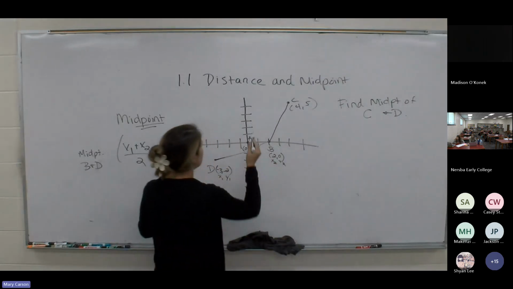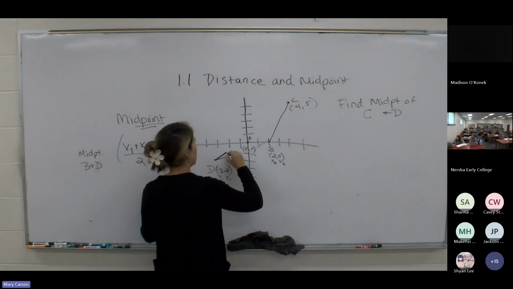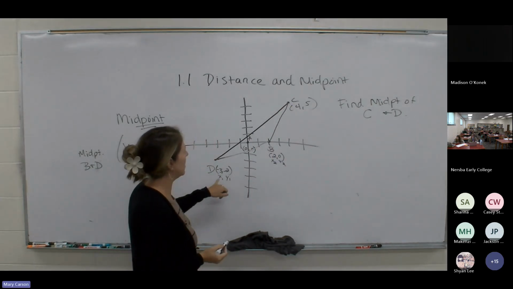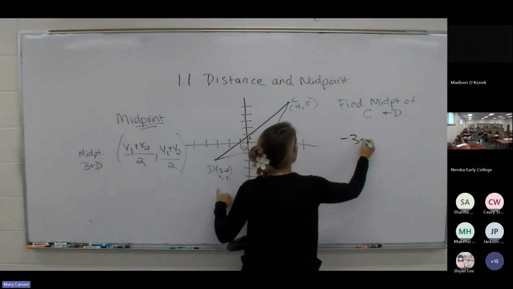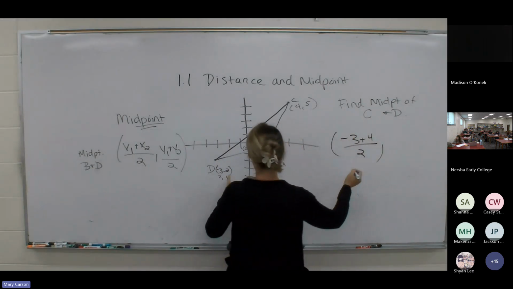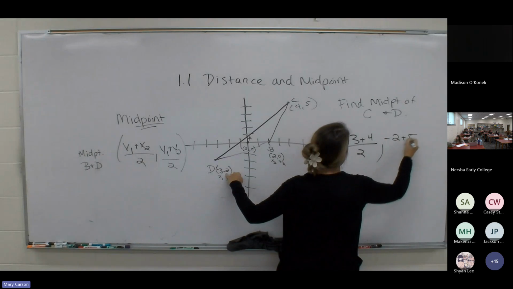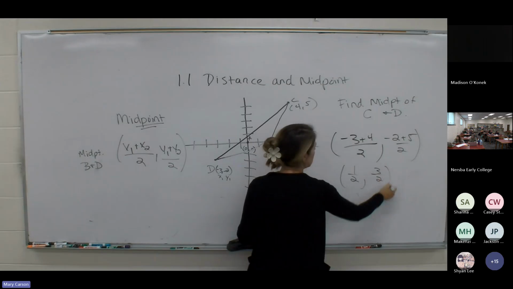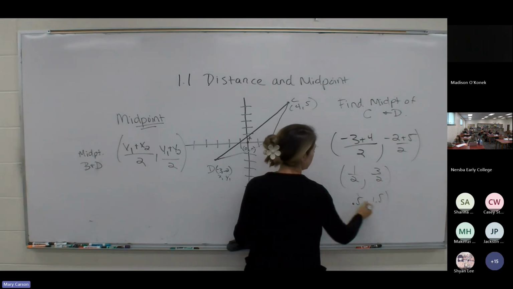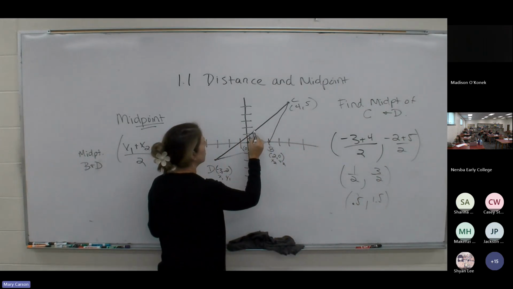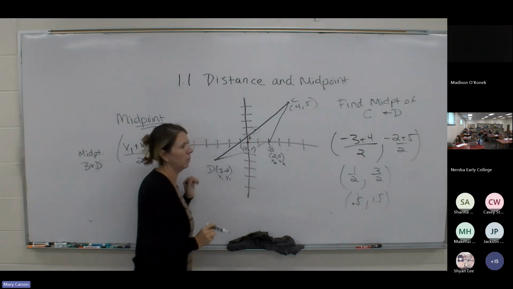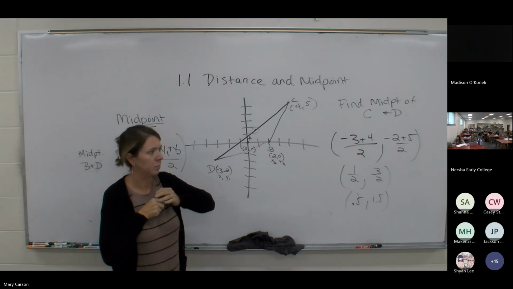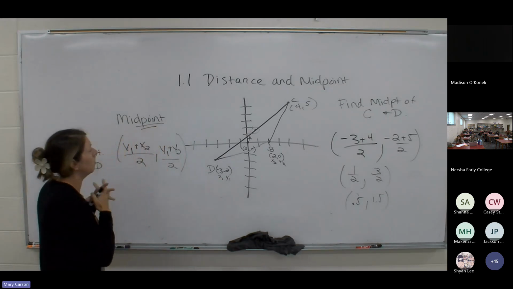All right, so if I find C and D, let's see if I can make a straight line. I'm going to add my x's, so that's going to be -3 plus 4, divide that by 2, and then -2 plus 5, divide that by 2. That's going to be a half, and then 3 halves, which is 0.5 and 1.5. So if you think about it, it's going to be somewhere around here. Right there. That one's a little bit more accurate, but my drawing's not great. Questions on midpoint?